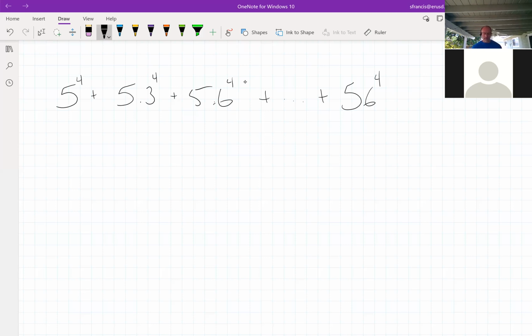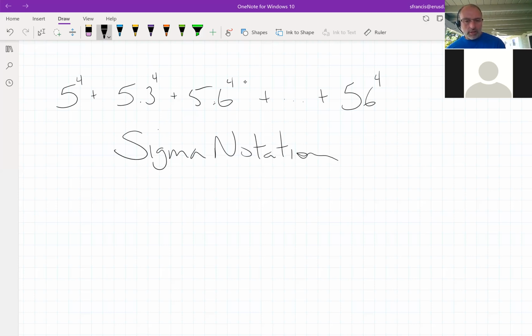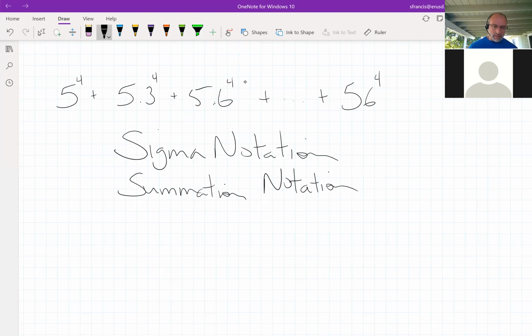Are we okay with that so far? How lazy we are? Anyways, don't answer that question. Mathematicians have a special notation for this called sigma notation. A special way of writing this out so that it doesn't have to look like this. You don't have to show so many terms. It's more compact. It's easier to write, harder to understand for some. It's also called summation notation. So there's 2 different names for it.